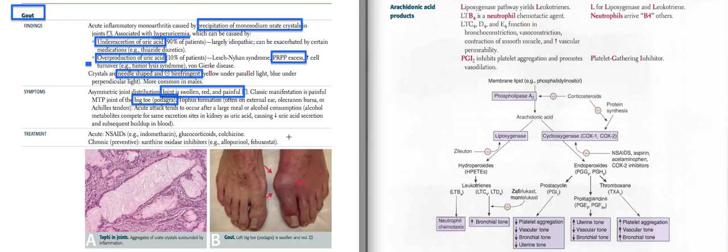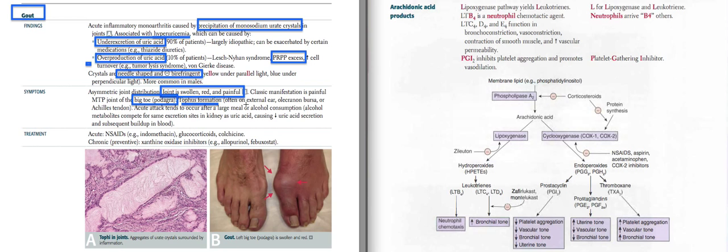Okay, I do want you to realize though, first of all, they go on to talk about tophus formation, okay? Now, they don't tell us what a tophus is, and tophi, or tophus, is basically aggregations of uric acid crystals that are surrounded by inflammation.